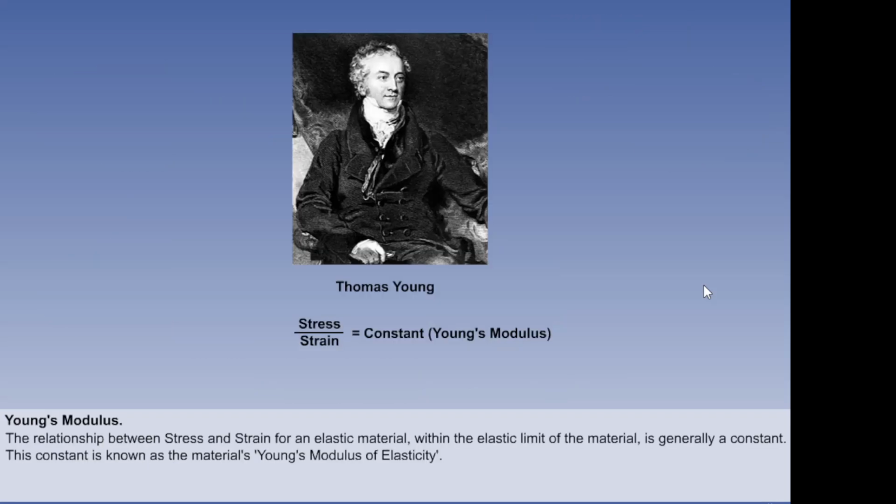The 18th century English physicist Thomas Young discovered that the relationship between stress and strain for an elastic material within the elastic limit of the material is generally a constant. This constant is therefore known as Young's modulus of elasticity.